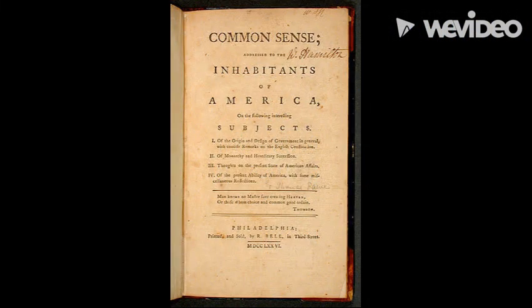In summary, today we discuss the purpose of Thomas Paine's Common Sense and the consequences of this publication. Common Sense left a lasting impression on the hearts and minds of the colonists and continues to leave an impression even today, hundreds of years later.